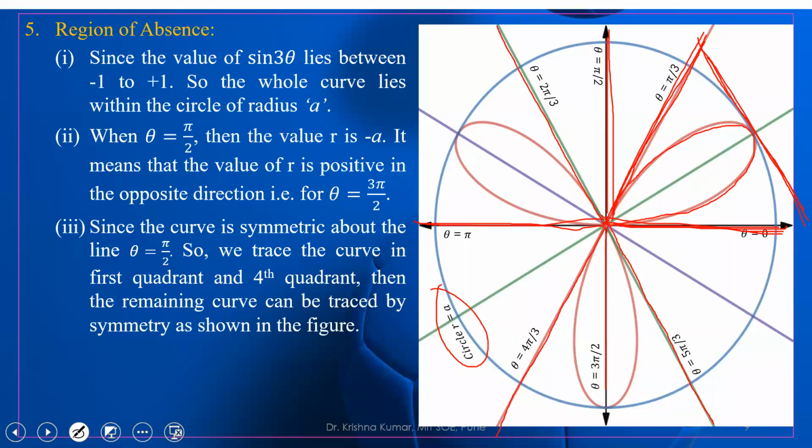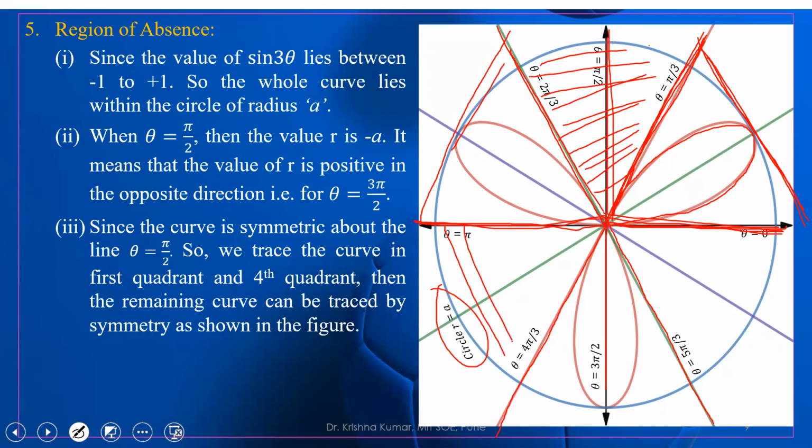Now, the number of loops is the same as n, and we have 6 tangents. If we have a loop between these two tangents, there will be no loop between the next two tangents. The loops will be alternating. Again there is a loop between this and this tangent. Again there is no loop after that. No loop over here.